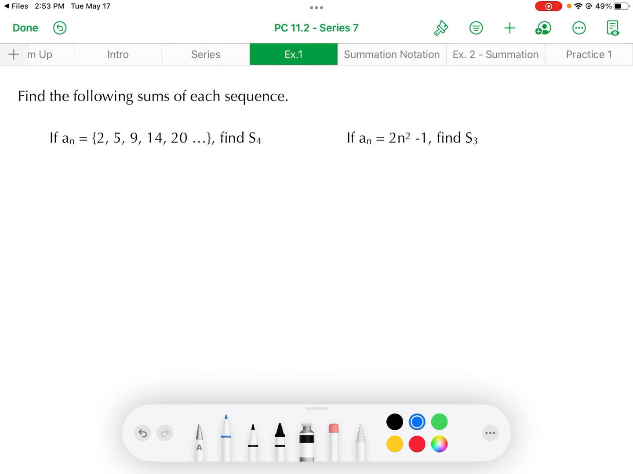All right, example 1. If A sub n has the terms 2, 5, 9, 14, 20, find S sub 4. Notice that's a capital letter S. So that wants us to add the first four terms of the sequence together. 2 plus 5 plus 9 plus 14 there. That's going to give us 30.